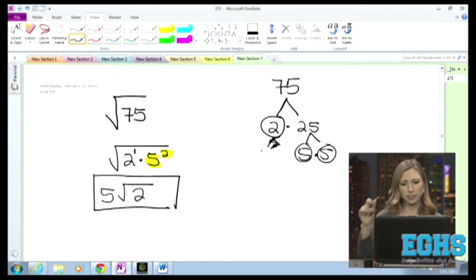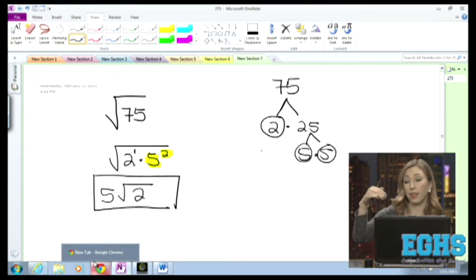Did you follow that? Yeah, so it's basically like the largest perfect square. Yes, exactly. Any perfect squares underneath that square root, you can pull out of the square root. Oh, okay. Okay, thanks.